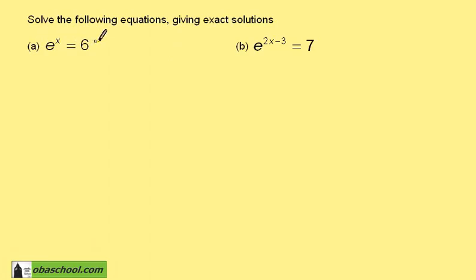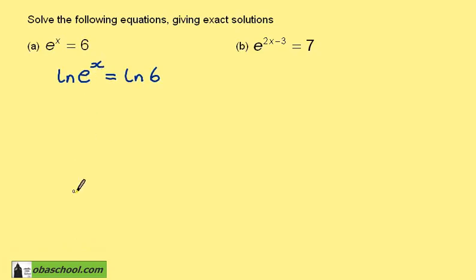We want to solve the following equations, giving exact solutions. The first one is e to the x equals 6. Begin by taking natural logs of both sides of the equation. We take the natural log since it is the inverse function for e to the x.